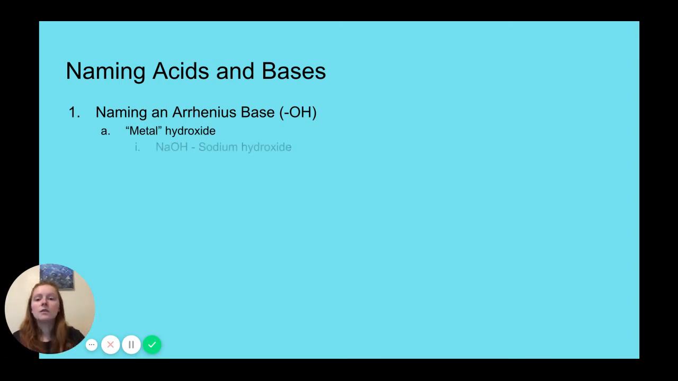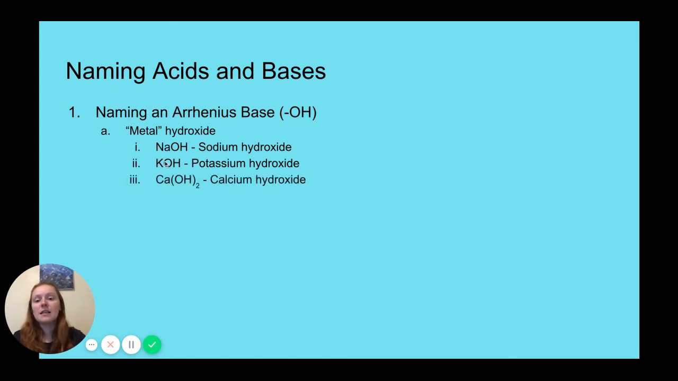That's it. So if we look at something like this, NaOH, well, the metal here is sodium. Remember that sodium is a metal. And then OH is called hydroxide. So the name of this compound is sodium hydroxide. That's it. Just in case that was a little much and a little fast, this one right here, KOH, is potassium hydroxide because K is potassium, and then you just tack hydroxide onto the end there.